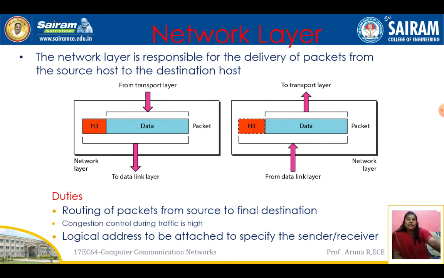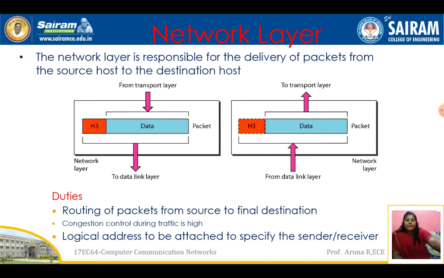The next, third layer we are going to see is the network layer. The network layer is responsible for the delivery of packets from source host to the destination host. So in the data link layer, it is just node to node or hop to hop delivery, whereas in the network layer, it is source to destination. Here you can see one header is getting added, H3. H3 is the third layer header which is added to the information, and when it goes to the transport layer, H3 will change to H4, the header in the transport layer.